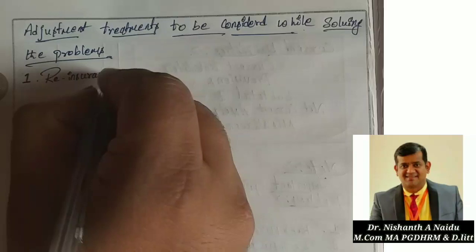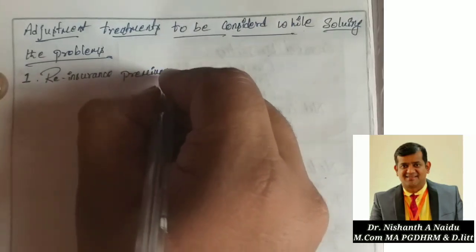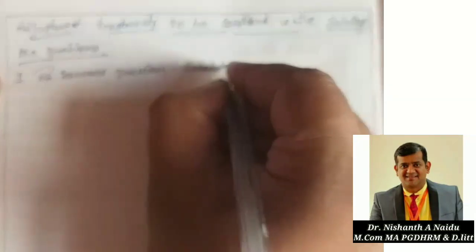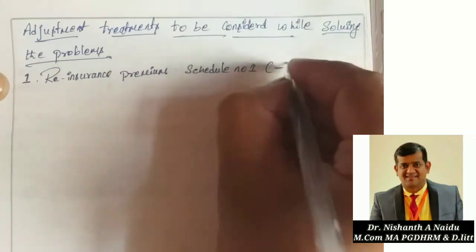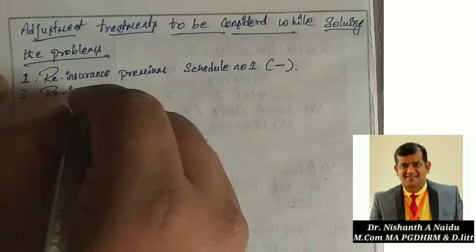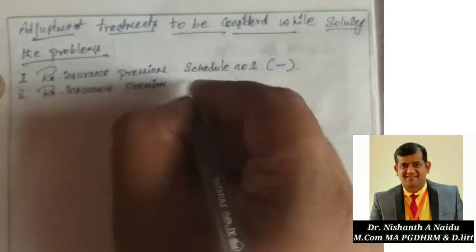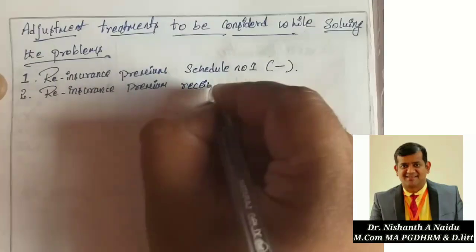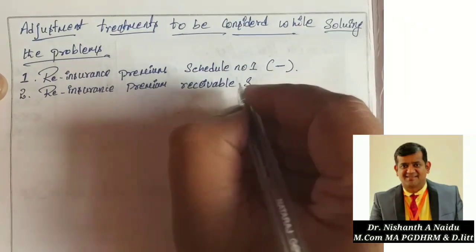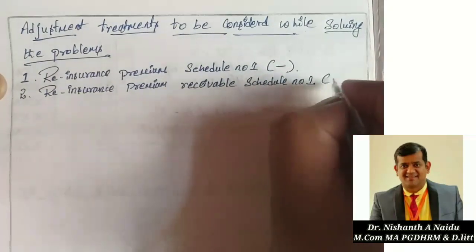that is reinsurance premium. That is schedule number 1, it should always be minus. Clear? So next is reinsurance premium receivable. This is also schedule number 1. What you are going to do? Add.